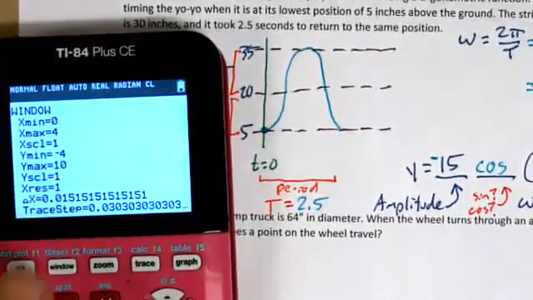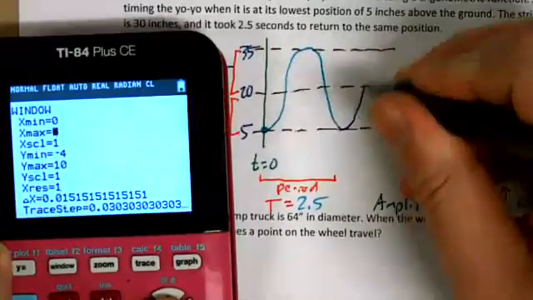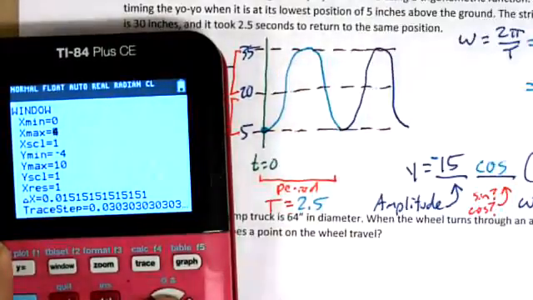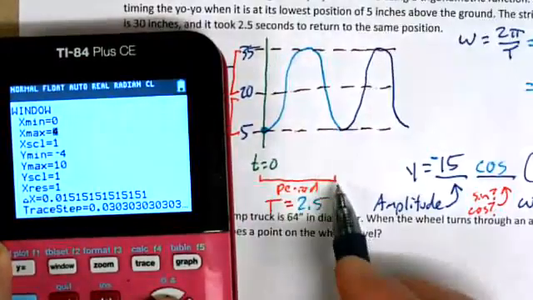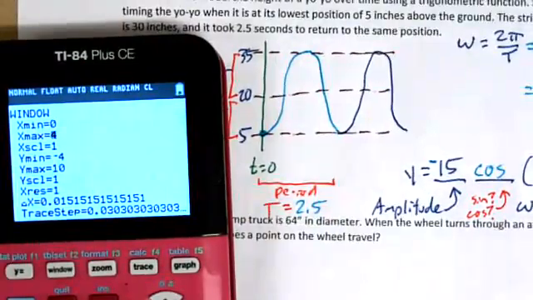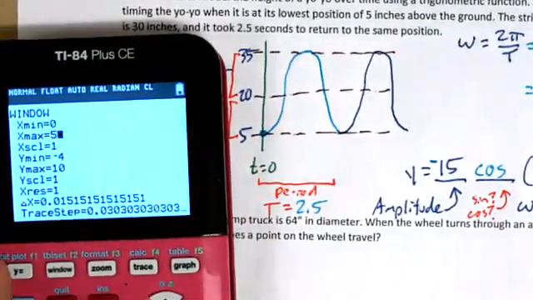I'm going to make mine go from 0 to, what do you think? You want to just do one period? We did last time. Let's do 2 periods. Let's branch out a little bit today. Let's graph 2 periods. How far out would I need to go to get 2 periods? I need to go out 5, right? 2.5, another 2.5. I'm going to make mine go out to 5. Why not?